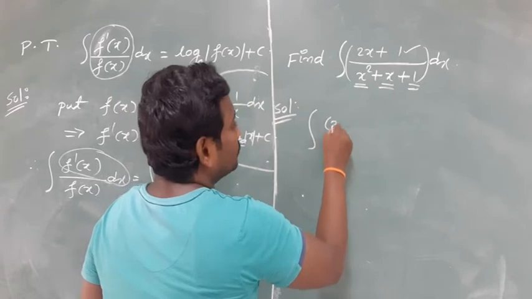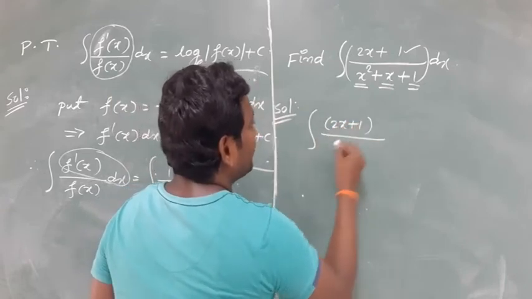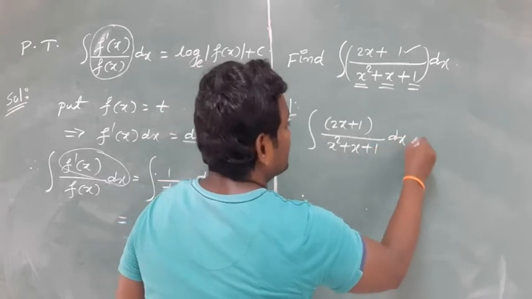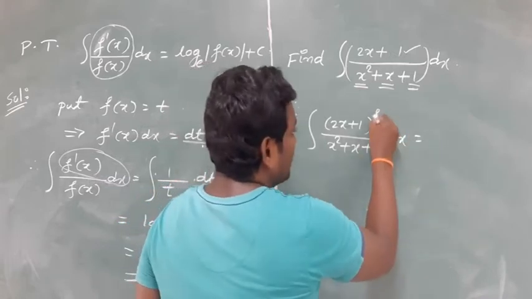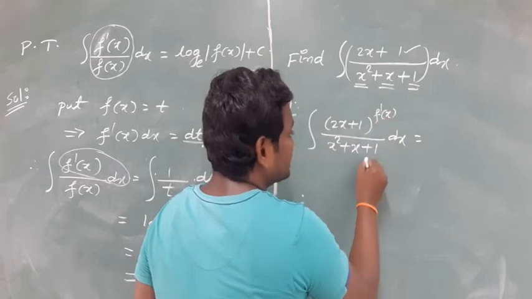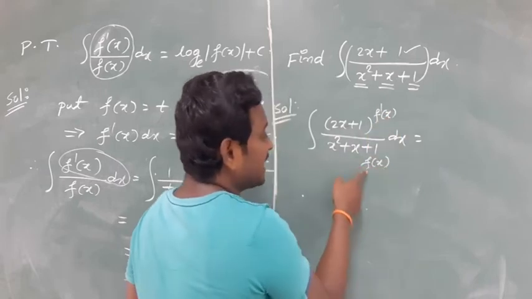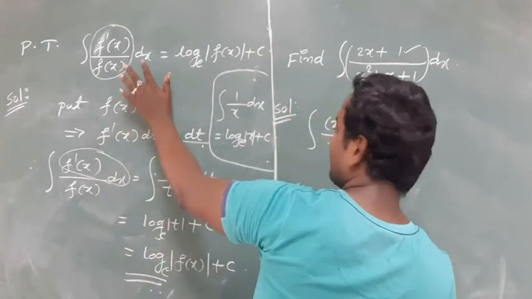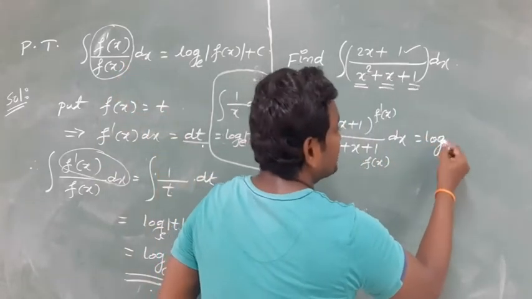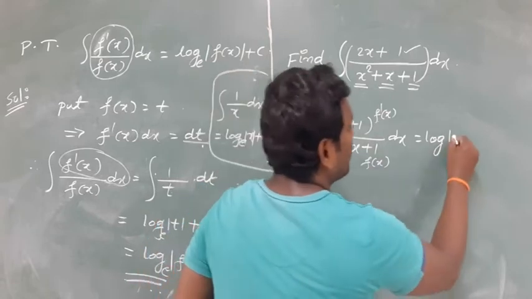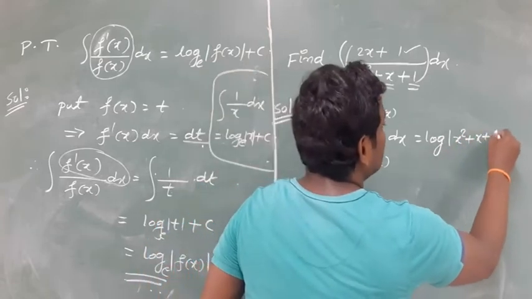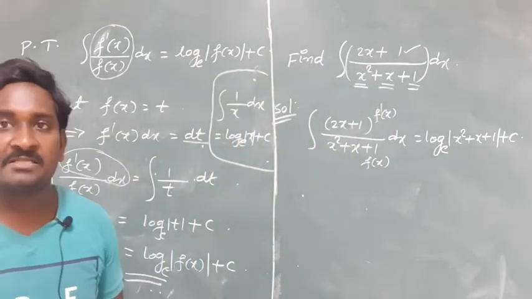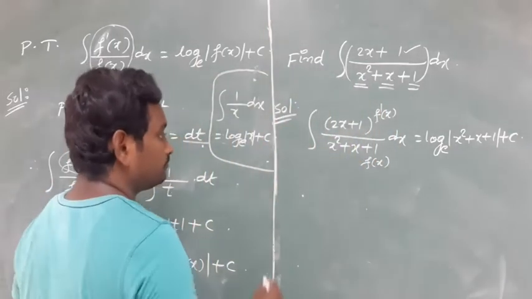So integral 2x plus 1 by x square plus x plus 1 into dx is equal to, clearly we are observing that this is f dash of x and this is f of x. If you take this as f of x, the numerator is its derivative. That's why by using this formula you will get the result as log of denominator, log of x square plus x plus 1 to the base e plus c. This is the result. Please see another problem.